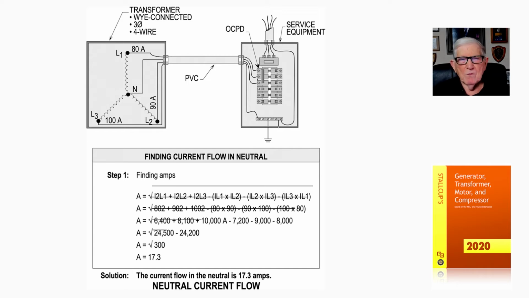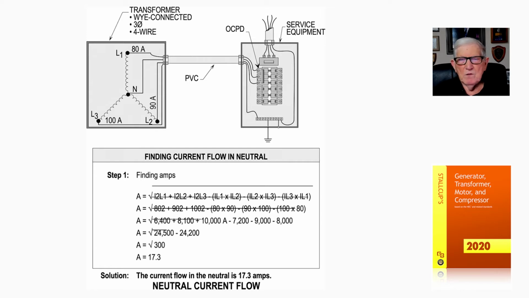So starting out, we would take the current and square it in L1. The current in L2, we would square. The current in L3, we would square. And then we would minus the current in L1 times the current in L2, minus the current in L2 times the current in L3, minus the current in L3 times the current in L1.